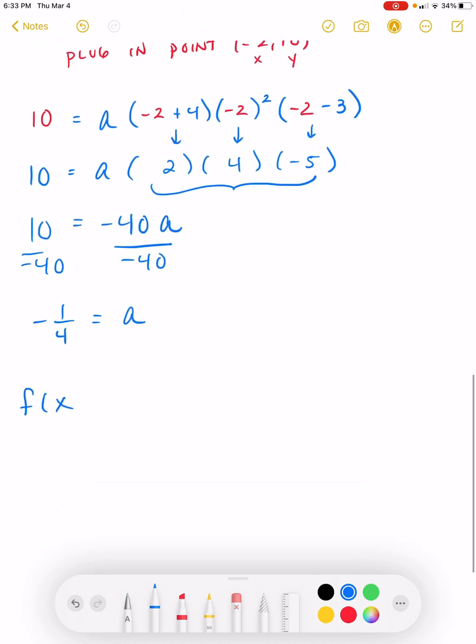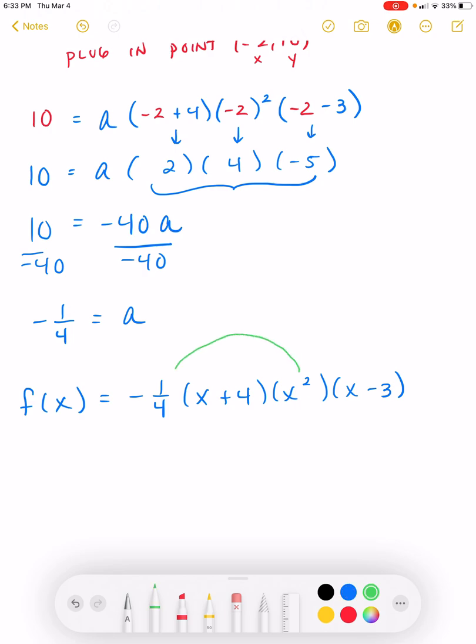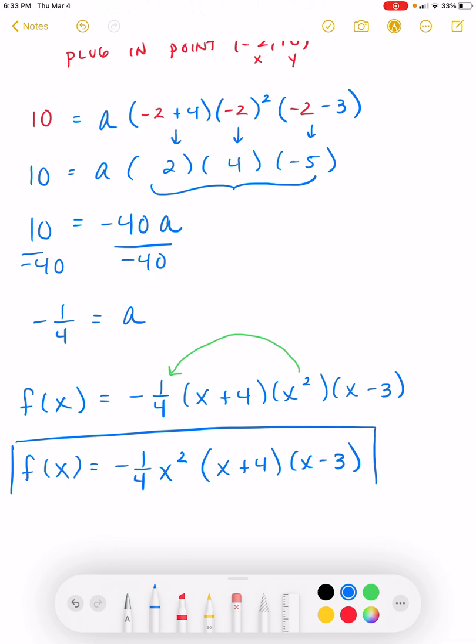So let's go back to our factored form. The a value is -1/4. We knew the factor x plus 4, we knew we had an x squared, and we knew we had an x minus 3. The only thing I'm going to do, and maybe we could have done this earlier, is that it looks funny to have that x squared in the middle. So a lot of times we can express this as -1/4 x squared, and then write x plus 4 and x minus 3. That looks a little bit more normal. So that is factored form.